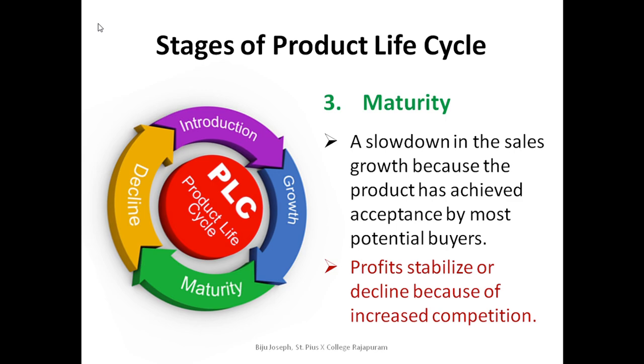and that happens as a result of the maximum acceptance by most potential buyers. Most of the buyers have already bought the product, so there is no further demand from potential buyers, and as a result profits stabilize or decline. And surely, as a continuation of the growth stage, during the maturity stage also there may be increased competition. That will also lead to the stabilization or decline of profits.